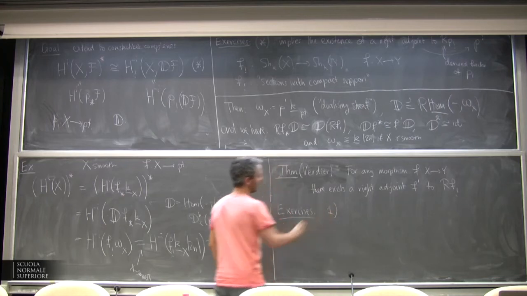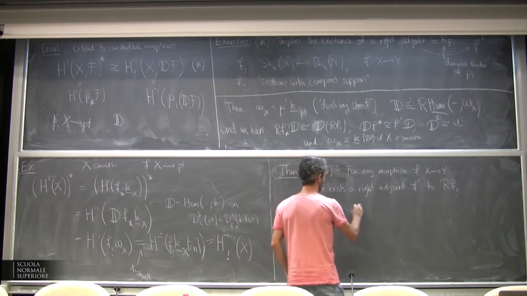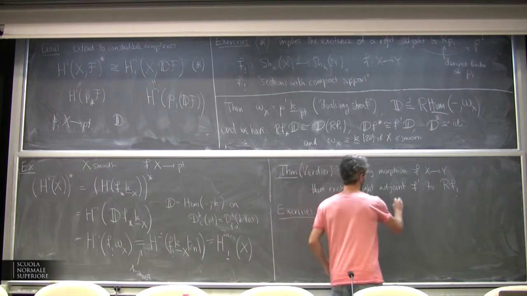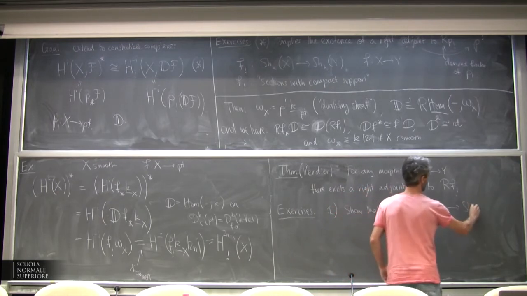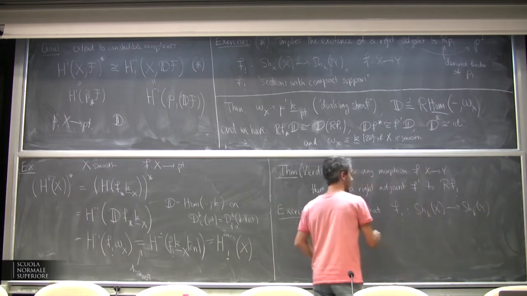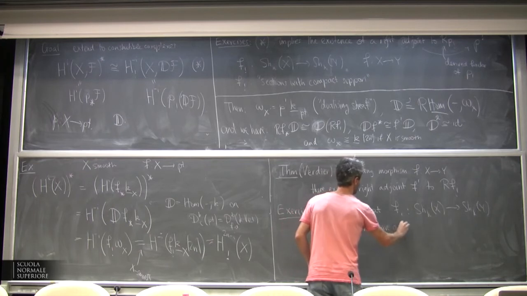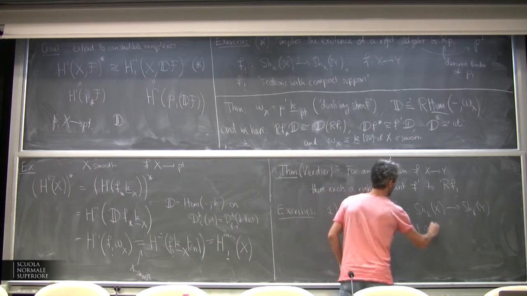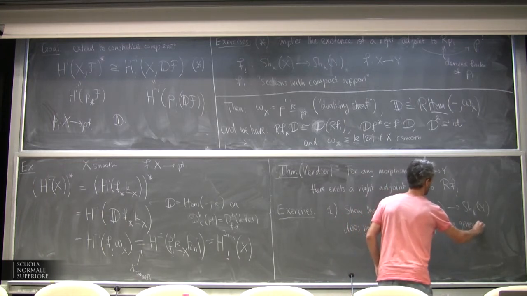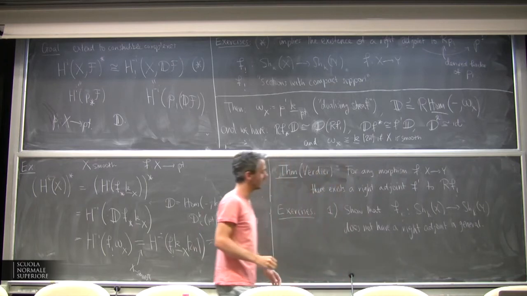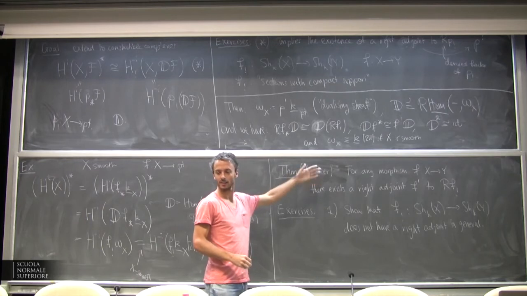And then the exercise, which are on the sheet, but I will remind you of them: show that f lower shriek just on sheaves does not have an adjoint at all. So the moral of this exercise is that the passage to the derived category is essential to make Verdier duality work.